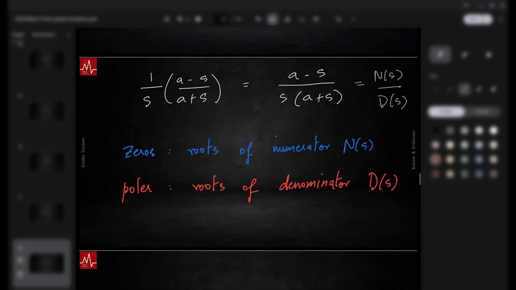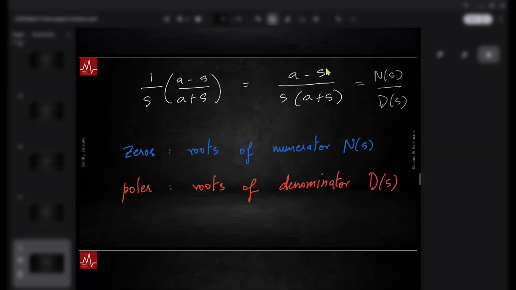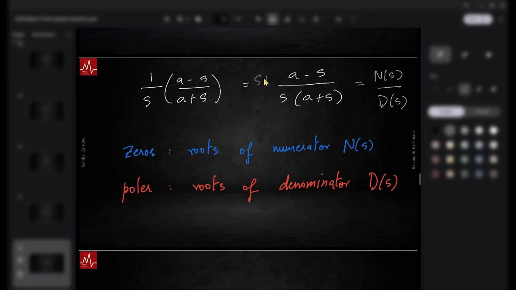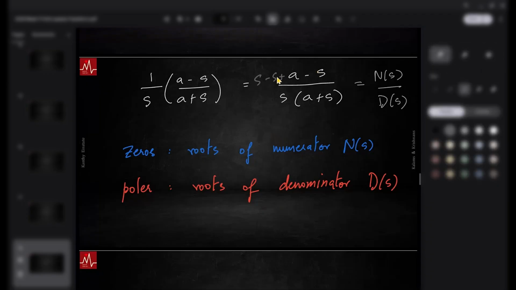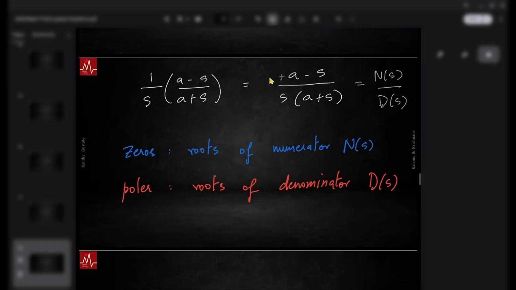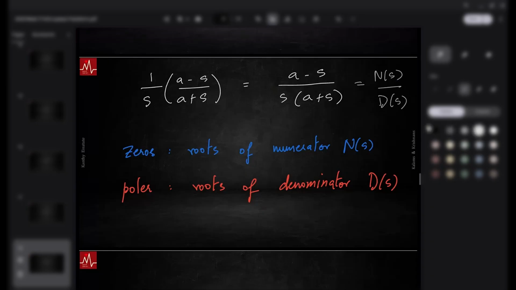Okay, so you can try to do like add plus s, subtract minus s, something like that. You can try that and see if things simplify, but there is always a systematic approach. Okay, and that is, let's take this.